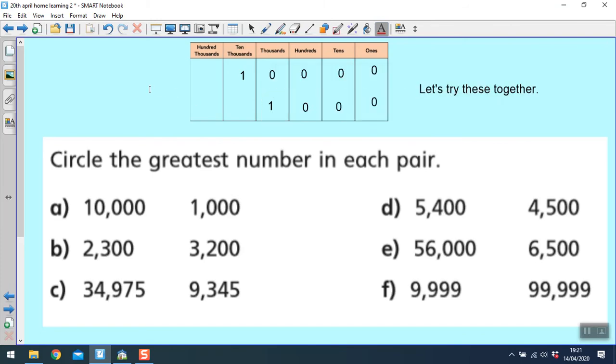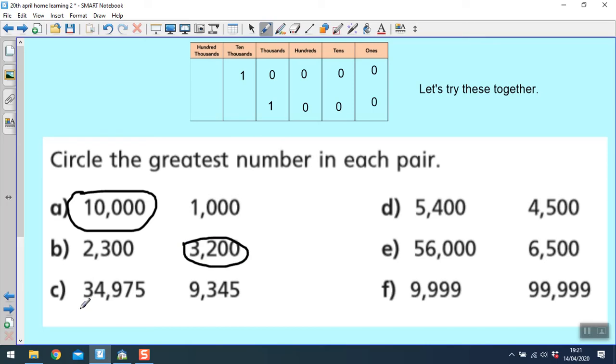Okay, which is the biggest number? Well, 10,000 is the biggest number because that one has a digit in the 10,000s column, whereas 1,000 doesn't. It only has one in the thousands, hundreds, tens and ones. B, 2,300 or 3,200. They've both got 4 digits, so I can look at the first digit. This has got 2,000s, this has got 3,000s, which means this one is bigger.